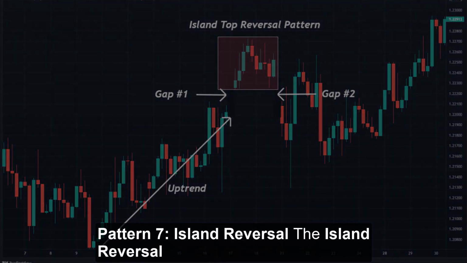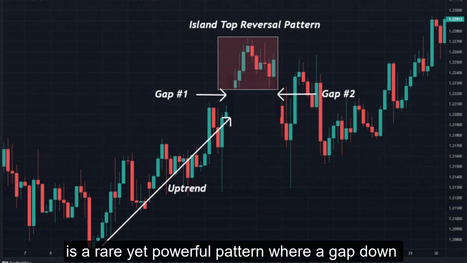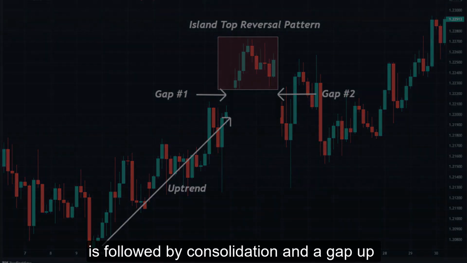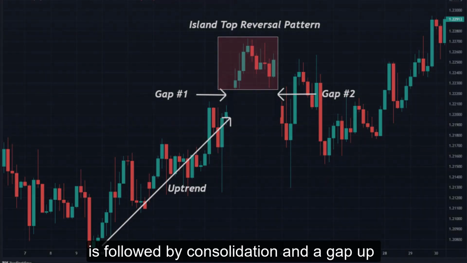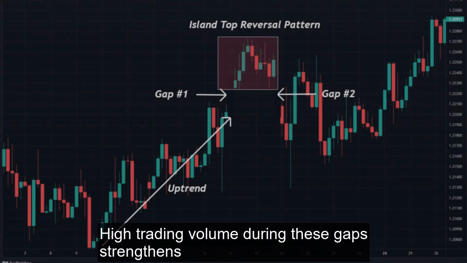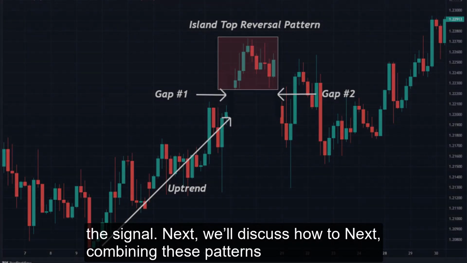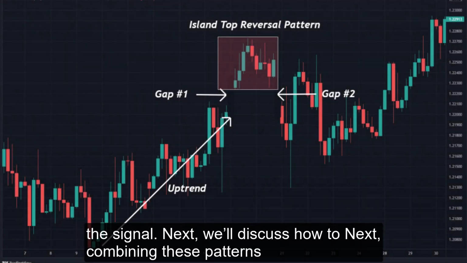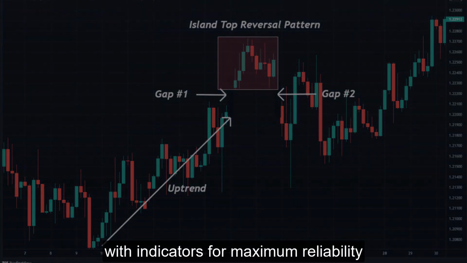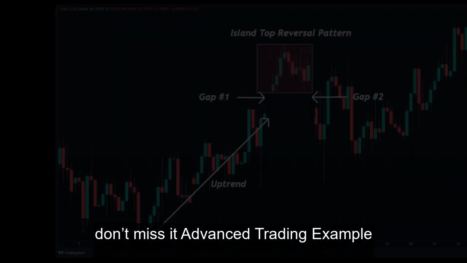Pattern 7, Island Reversal. The island reversal is a rare yet powerful pattern where a gap down is followed by consolidation and a gap up, or vice versa. Pro tip, high trading volume during these gaps strengthens the signal. Next, we will discuss how to combine these patterns with indicators for maximum reliability. Don't miss it.